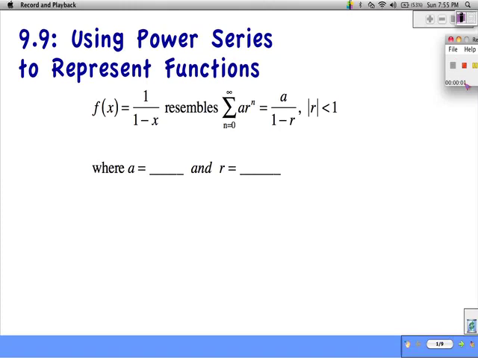In lesson 9, we're really going to get into some juicy stuff. We're going to take power series to represent several different functions. And we're going to start with basic geometric series. So 1 over 1 minus x, that function resembles a geometric series where a, the first term, is equal to 1, and the common ratio is equal to x. And that's just a basic geometric series, the sum for it, provided the common ratio is less than 1.